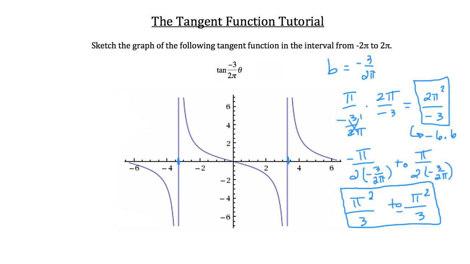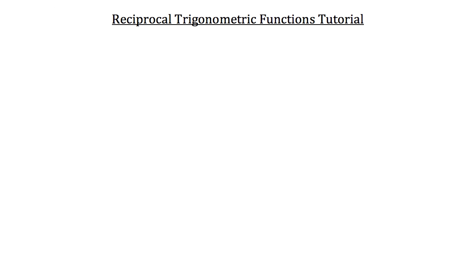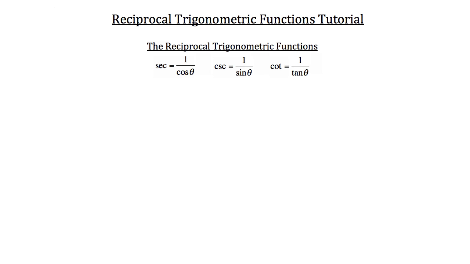Now that you've seen all the standard trigonometric functions, let's go ahead and take a look at the reciprocal trigonometric functions. Reciprocal trigonometric functions are just as they sound. They're the reciprocal of our standard trigonometric functions. So if you recall, our standard trigonometric functions are cosine, sine, and tangent. You'll notice that the reciprocal of cosine is secant. Secant is 1 over cosine theta. And the reciprocal of sine is cosecant. Cosecant is 1 over sine theta. Now cotangent is the reciprocal of tangent, so it's 1 over tangent theta.